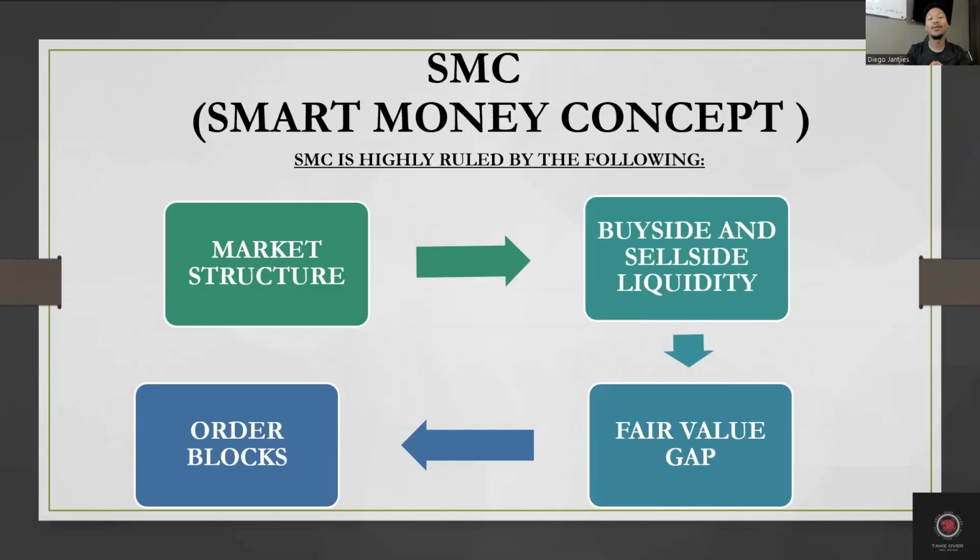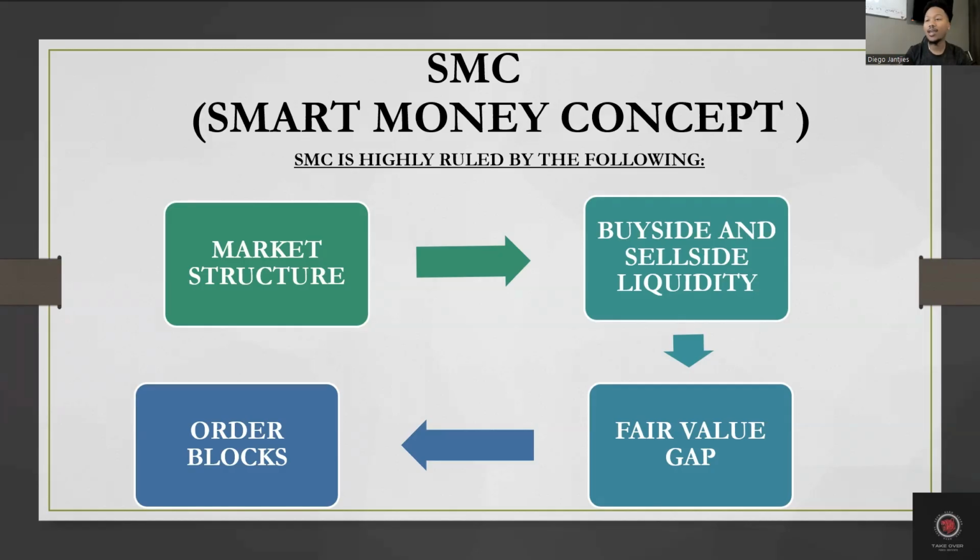So today we will be covering smart money concepts. This is a little introduction to it. The rest will be more practical examples and more information. Let's start off with smart money concept. Smart money concept is highly ruled by the following: market structure, buy side and sell side liquidity, fair value gaps, and order blocks as well.